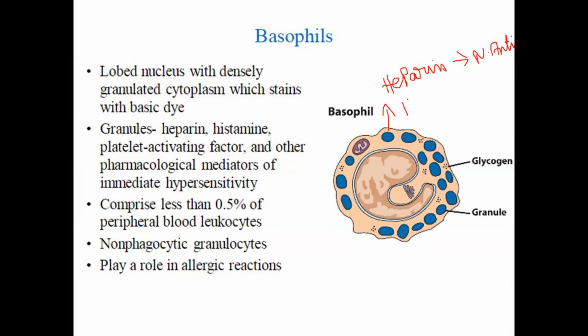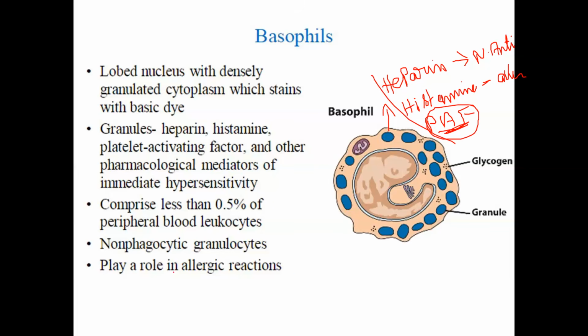Then the next one, what do we call it, friends? Histamine. Every student knows it very well. We're going to study it. Histamine plays a key role in the allergic response. I will explain how. The next one it also synthesizes is PAF, platelet activating factor. What is the function of platelet activating factor? It is involved in blood clotting and is required for platelet activation. So these are all synthesized from this particular basophil only.